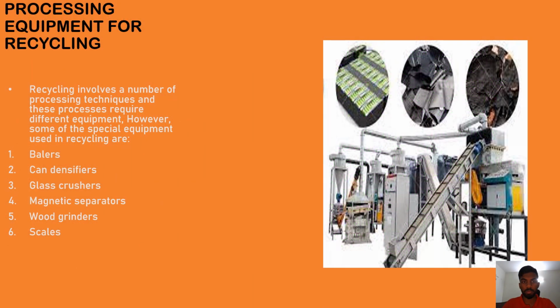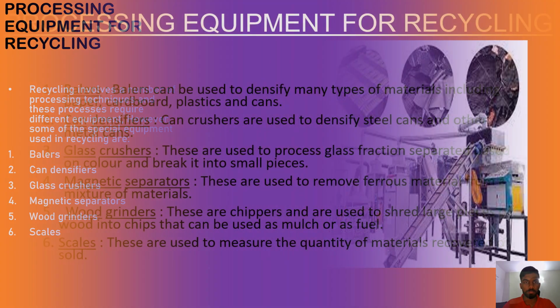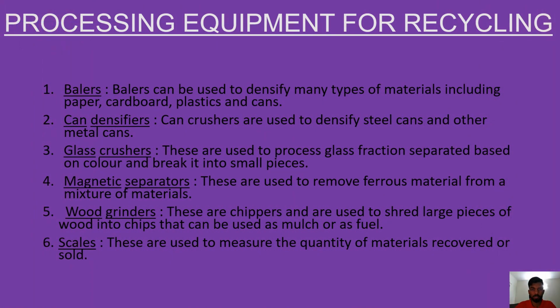Let's know what equipment is required in the recycling process. Recycling involves a number of processing techniques and these processes require different equipment. However, some of the special equipment used in recycling are balers, can densifiers, glass crushers, magnetic separators, wood grinders, scales and etc. These are some of the equipment which are required for the recycling process.